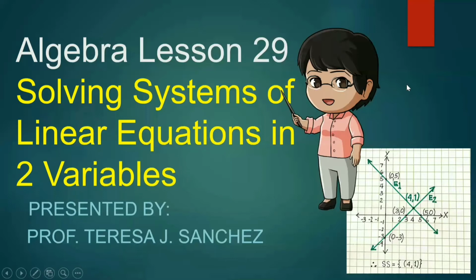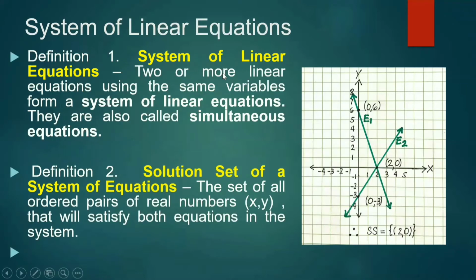Welcome to Mathematics Alive Algebra Lesson 29, Solving Systems of Linear Equations in Two Variables. Definition 1. System of linear equations. Two or more linear equations using the same variables form a system of linear equations. They are also called simultaneous equations.